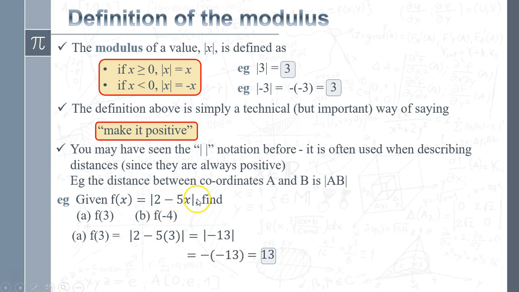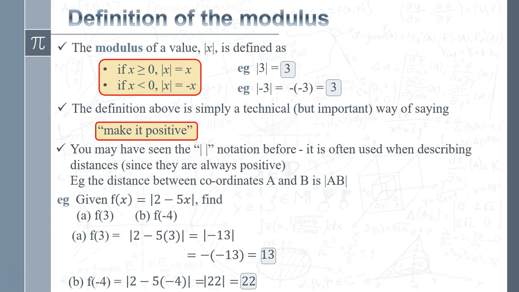Whereas if we didn't have the modulus either side of these bits, then f of 3 would be minus 13. On part B, let's go f of minus 4. So let's put that in. So now we're doing 2 take away 5 times minus 4. So that's 2 take away minus 20, which is positive 22, which is just 22.